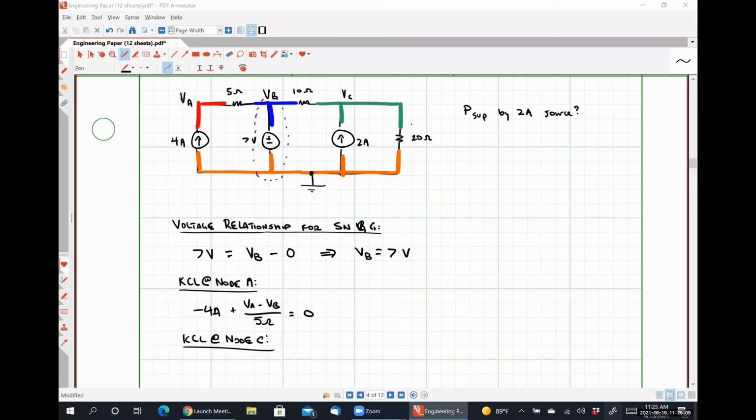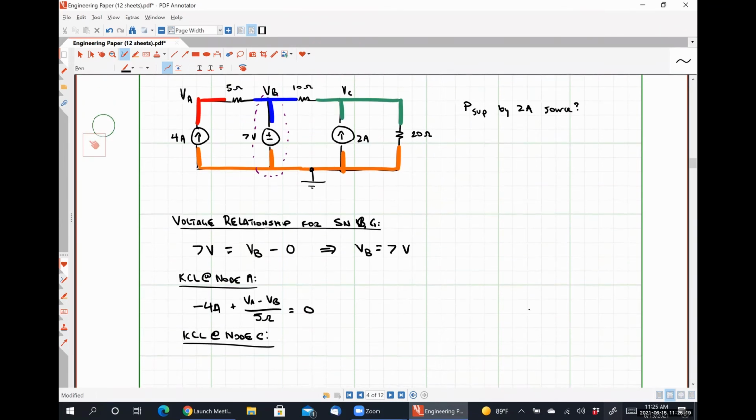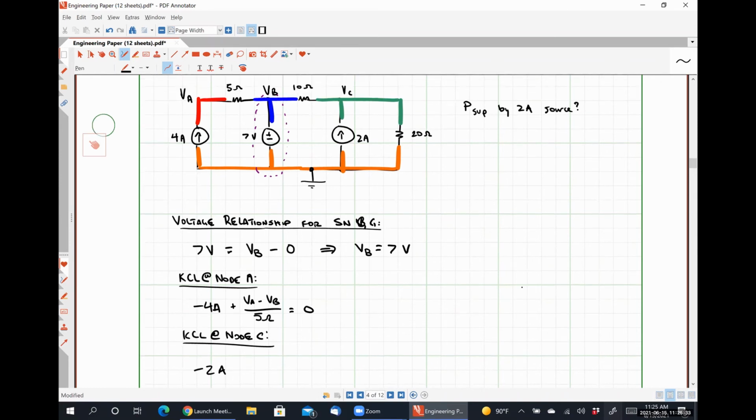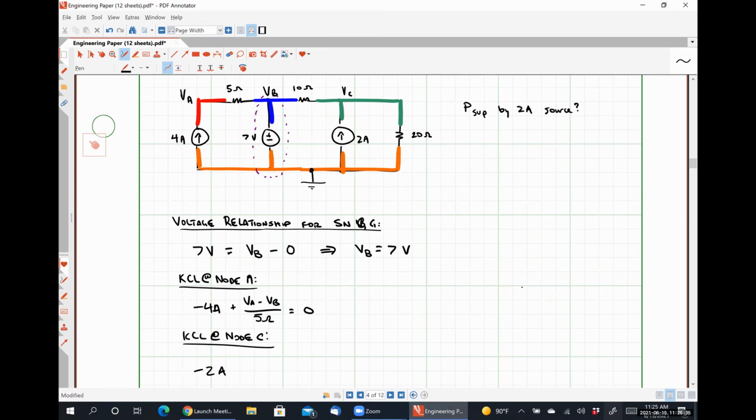I'm not sure, would it be 2A or minus 2A, and then VC? So let's start there. The negative 2 amps is absolutely correct, because that 2 amps is entering node C, and we're trying to find the currents that are flowing out. So negative 2 amps is a great start. What's the next part you think it should be? Would it be VC over 20 ohms?